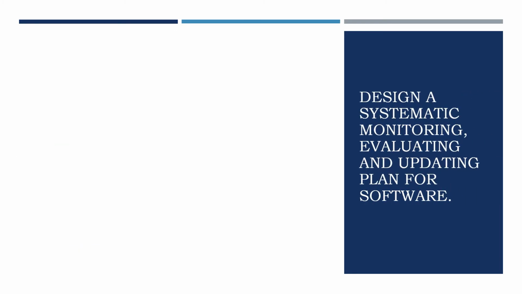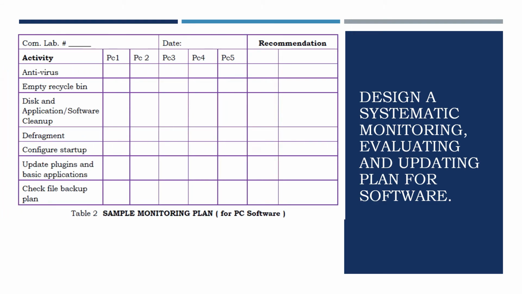Now let's learn how to design a systematic monitoring, evaluating, and updating plan for software. So we have another example here. This is a sample monitoring plan for PC software. Notice that there are the details, log, date, and recommendation. And there's also activity and the list of PC1 to PC5. Under the activity, these are the software or programs that you need to consider: antivirus, empty recycle bin, up to the check file backup plan. I'm going to show you how to fill this.